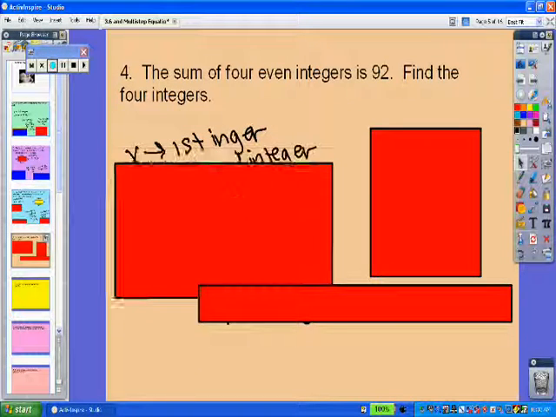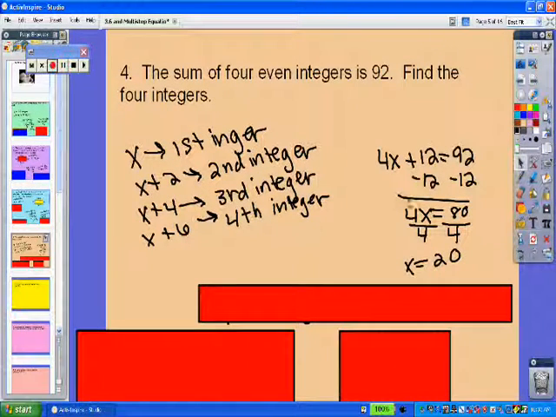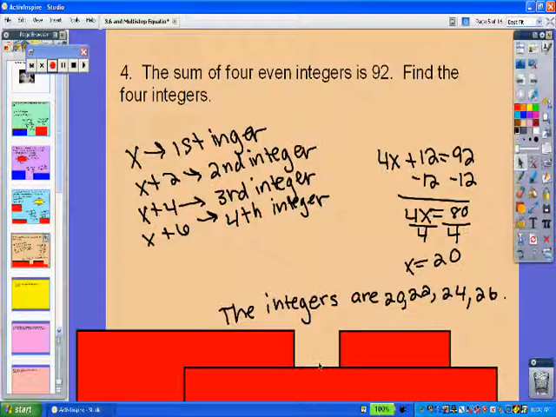Alright, you should have set it up like this. X is the first integer, x plus 2 is the second, x plus 4 is the third, and x plus 6 is the fourth. So when you combine like terms, that's 4x plus 12 equals 92. Subtract 12, so I get 4x equals 80, so x equals 20. So my final answer is 20, 22, 24, and 26. Alright, ready for the next one.